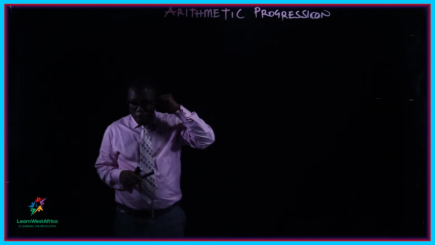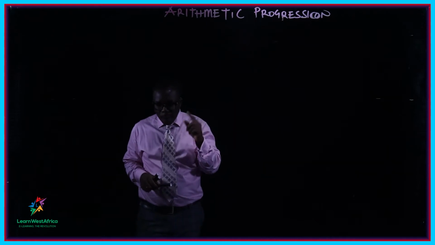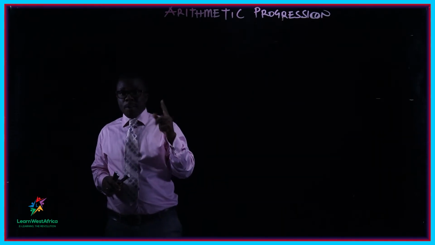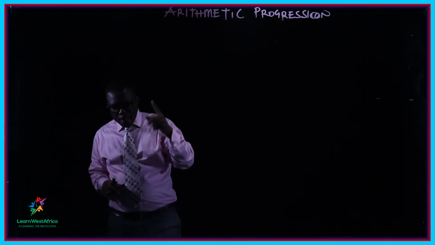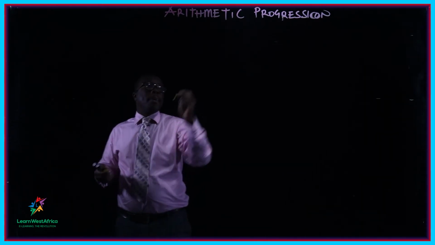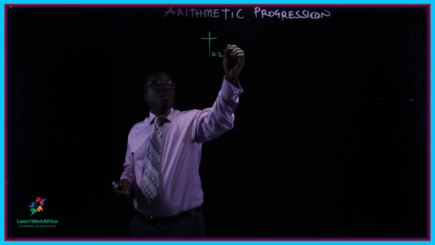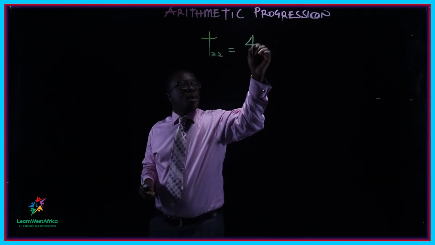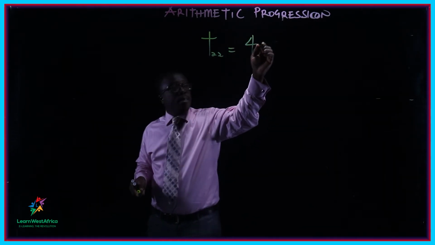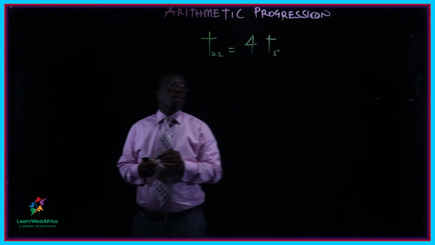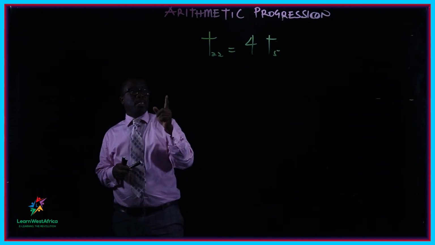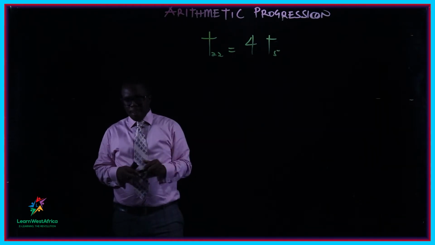But coming back to our problem, we are saying that the 22nd term of an AP, that's what the question said, right? In an AP, the 22nd term is 4 times the 5th term. So T22 is equal to 4 times the 5th term, right?